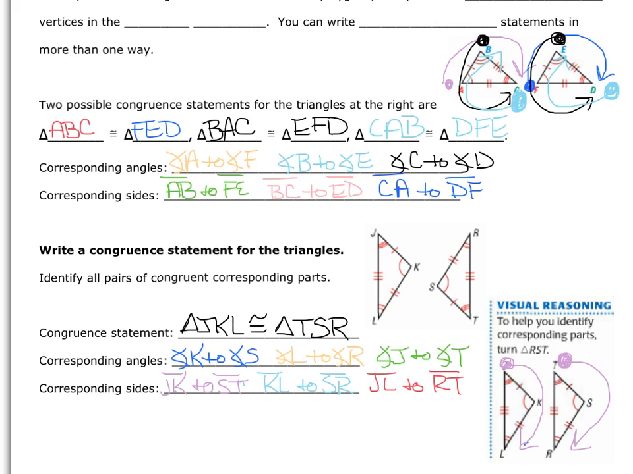And again, you can check yourself, because what this statement is saying is that J corresponds to T. Well, is that what you said down here in your angles? Yes, it is. J corresponds to T. See, that's why I like to do these first, so then I can make sure and double check that this is right. So K corresponds to S. Yes, that's what we said there. L corresponds to R. That's what we said right there. Good job.